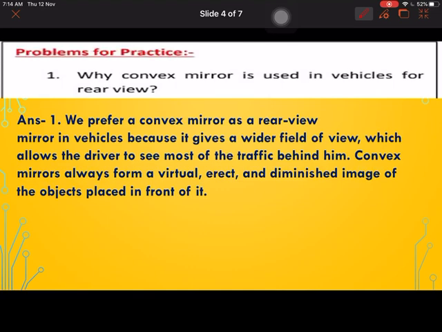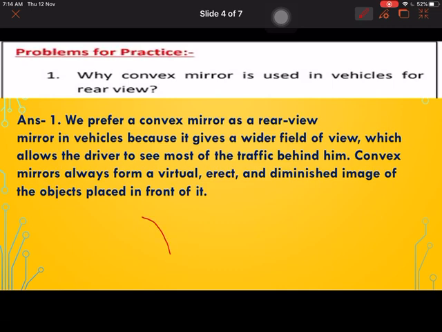Question number 1. Why is a convex mirror used in vehicles for rear view? We prefer a convex mirror as a rear view mirror in vehicles because it gives a wider field of view, which allows the driver to see most of the traffic behind him. A convex mirror always forms a virtual, erect and diminished image of the object placed in front of it.